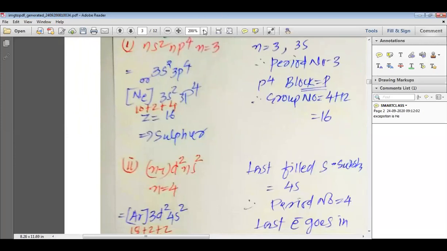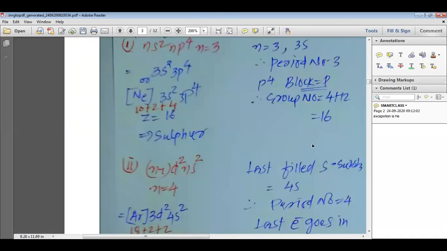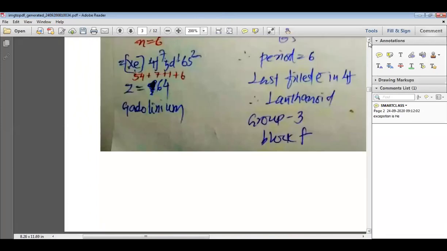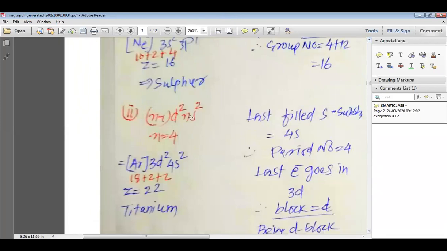Now we'll look into the next one to understand it. We have the next one, that is (n-1)d2 ns2, where n is equal to 4. So the electronic configuration would be [Ar] 3d2 4s2. Argon is 18, 3d is 2 and 4s is 2, total 22. So the element is titanium.